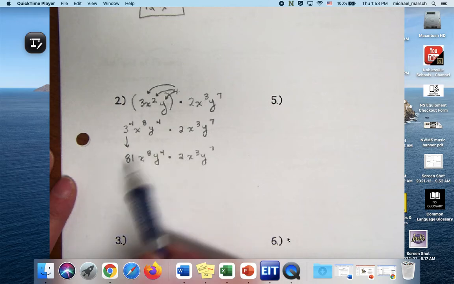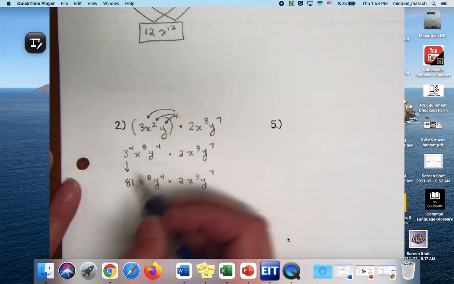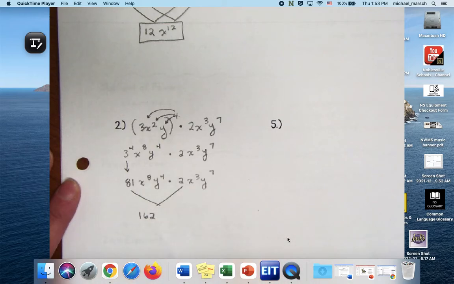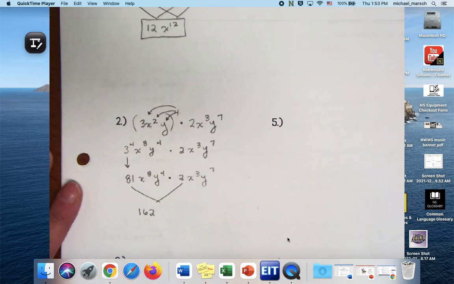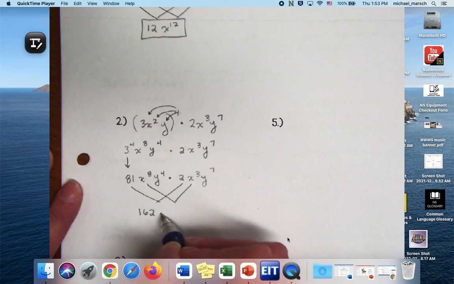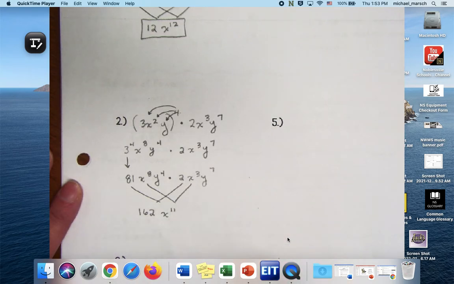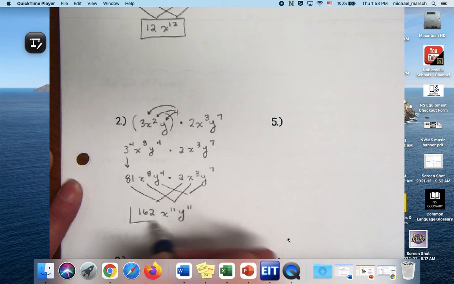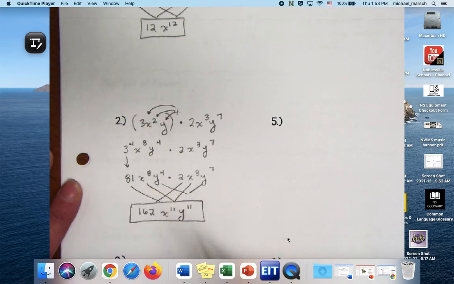Now I've got kind of what I've had up here with number 1. I'm going to multiply the 81 and the 2. X to the 8th, x to the 3rd, y to the 4th, y to the 7th. And this is my simplified expression. I don't have any negatives.